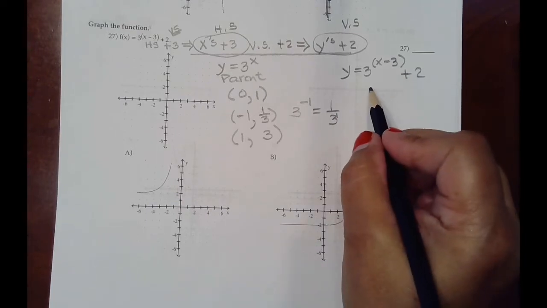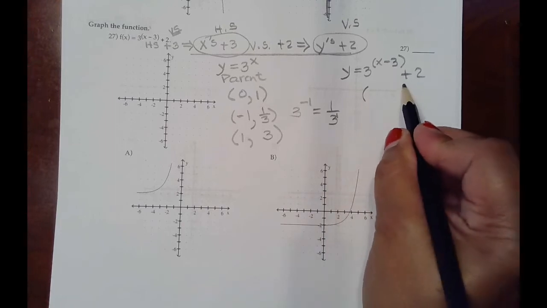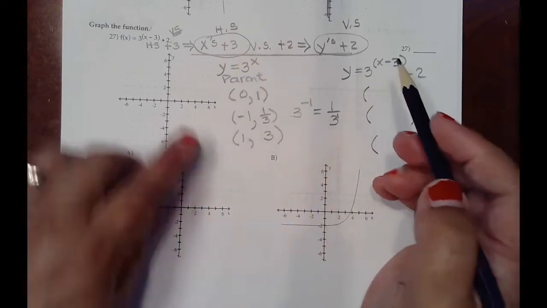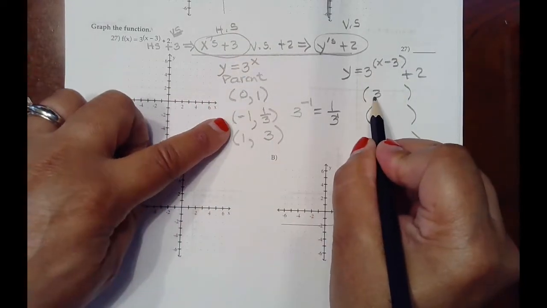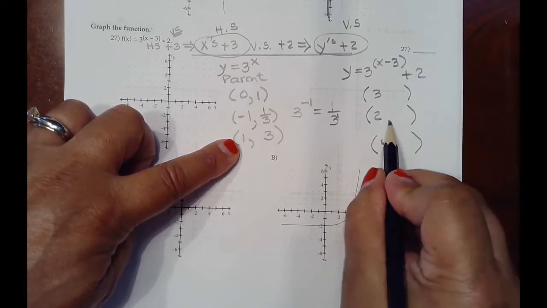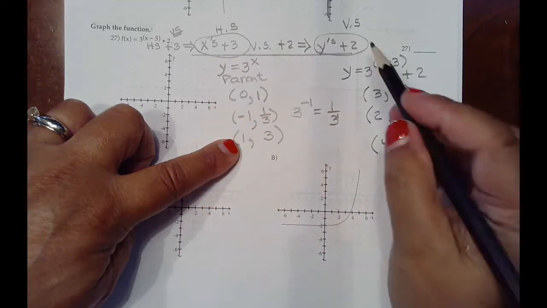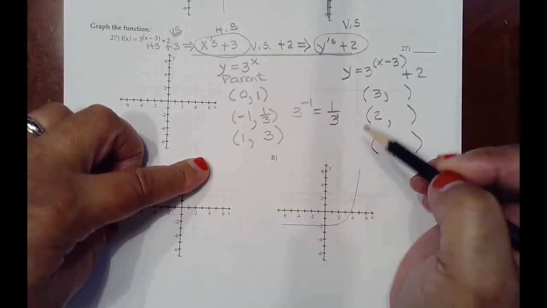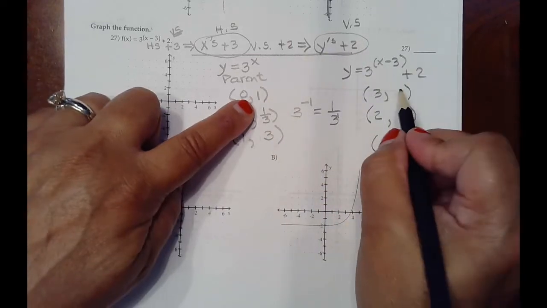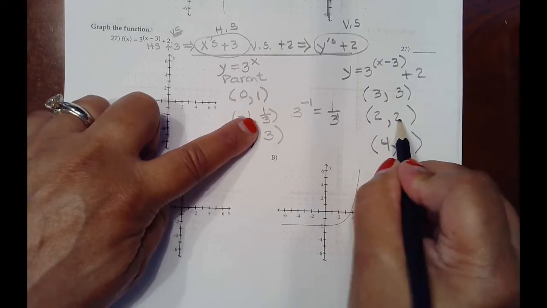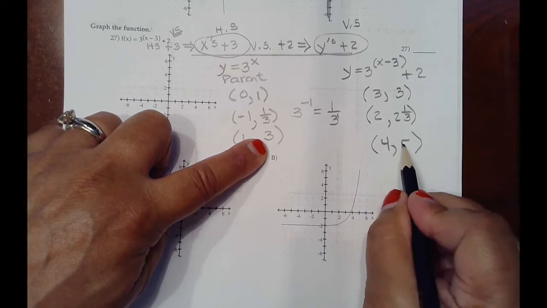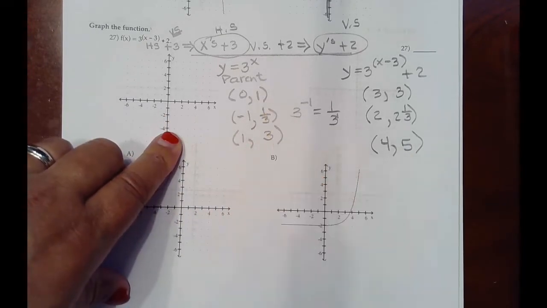So then all you have to do is take these 3 points. Why don't we do the x's first, and then we'll do the y's. We are adding 3 to each of the x's. So 0 with 3 added is 3. Negative 1 with 3 added is 2. 1 with 3 added is 4. So I just did this horizontal shift to every single one of my x's on the parent graph. Then as far as the y's, I'm adding 2 to each of these y values. So this would become a 3. This would become 2 1/3. And this would become 5. Adding 2 to each of my parent y values.